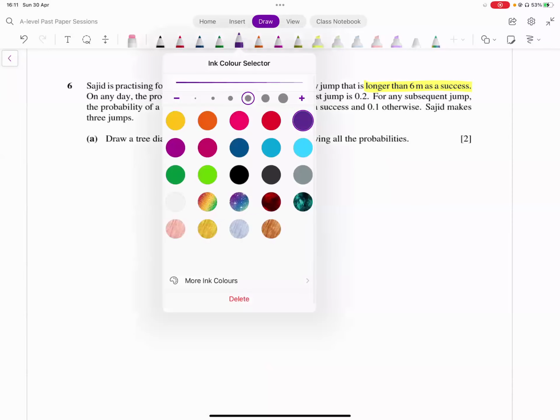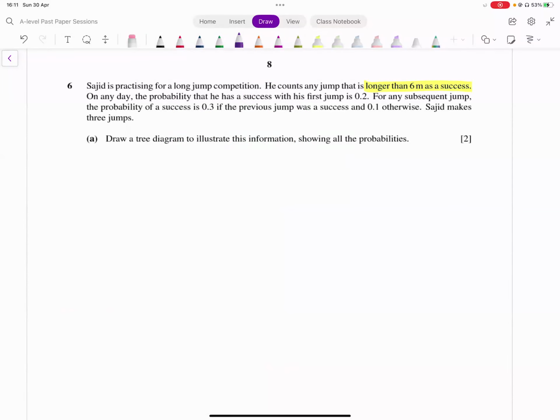Okay. Here we make a tree diagram. He is doing 3 jumps. We need a little space. The first jump could either be a success or a failure, right? The probability of success is 0.2, and the probability of failure will be 0.8. Now for any subsequent jump the probability of a success is 0.3 if the previous jump was a success.